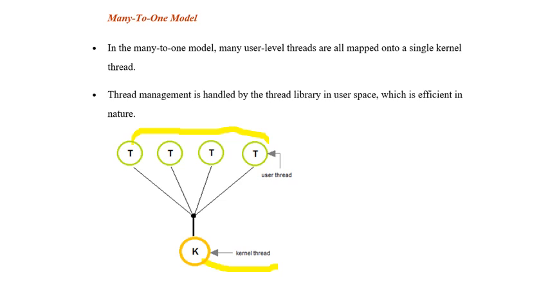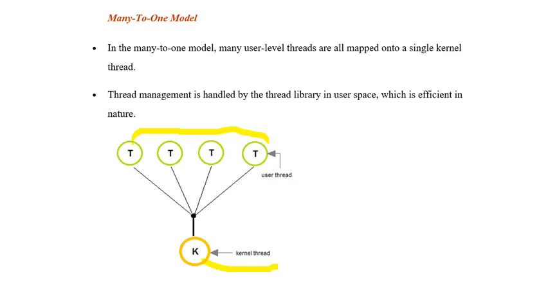Some examples are Solaris and GNU Portable Threads. These are the examples for the many-to-one model. Here the thread management is done by the thread library in the user space. So this many-to-one model is efficient.